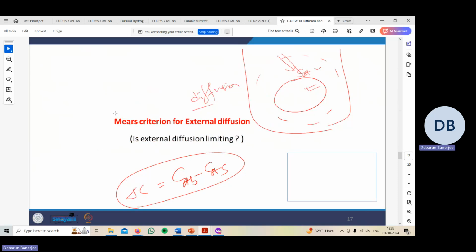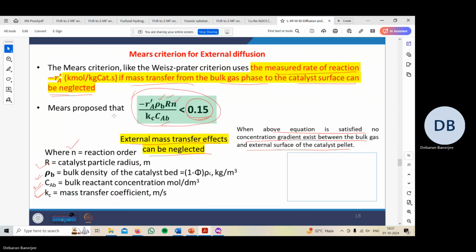If there is an external diffusion limitation, there is another criterion called the Mears criterion. The Mears criterion is for when the measured rate of reaction, if mass transfer from the bulk gas phase to the catalyst surface can be neglected. Mears proposed that minus RA dash rho b into Rn by Kc CAb should be less than 0.15. If it happens, there is no concentration gradient between the bulk gas and the external surface.